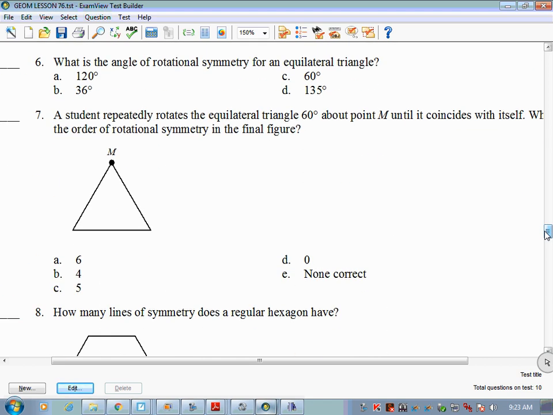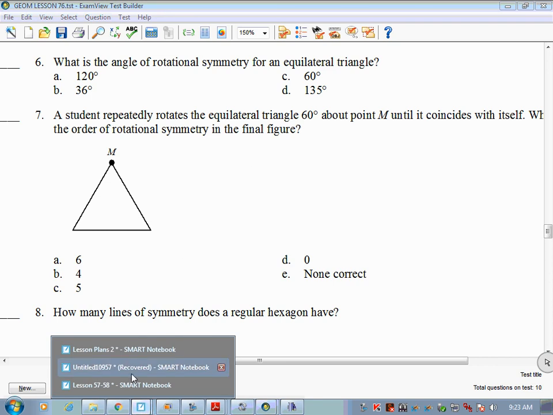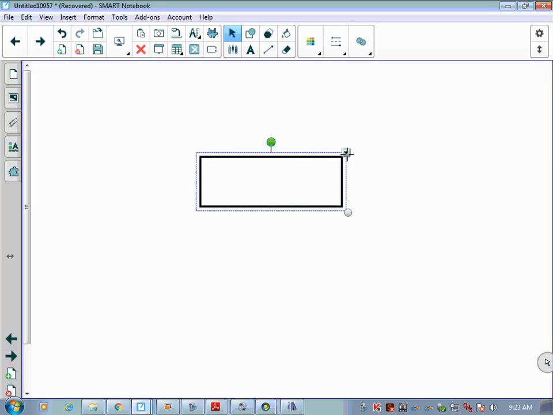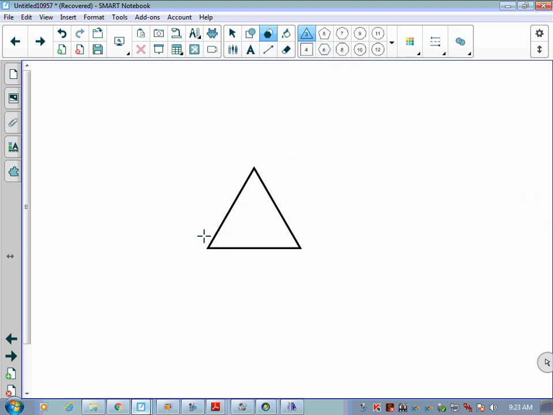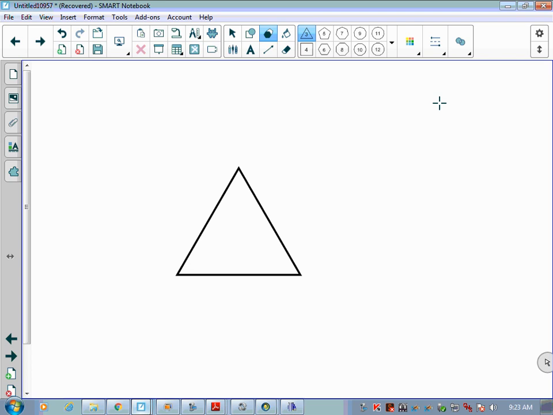What is the angle of rotational symmetry of an equilateral triangle? Okay, so let's get an equilateral triangle. We can get rid of our triangle there. We need a shape. Let's do this guy right here. Equilateral triangle. Does that look like an equilateral triangle? Okay. What is the angle of rotational symmetry of an equilateral triangle?